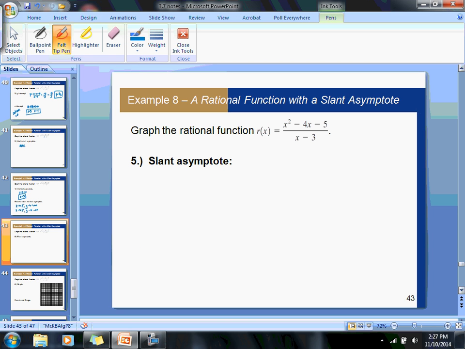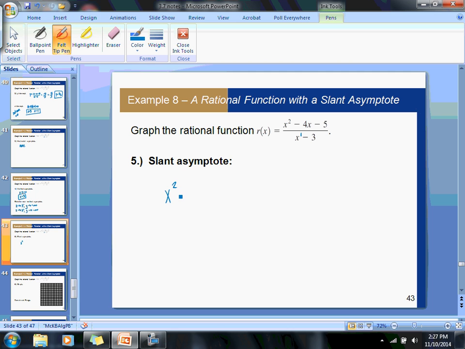Now, because I didn't have a horizontal asymptote, and because the degree of my numerator is 1 more than the degree of my denominator, I know I'm going to have a slant asymptote. So this is where I need to do either synthetic division or long division. I think it's better to do long division.